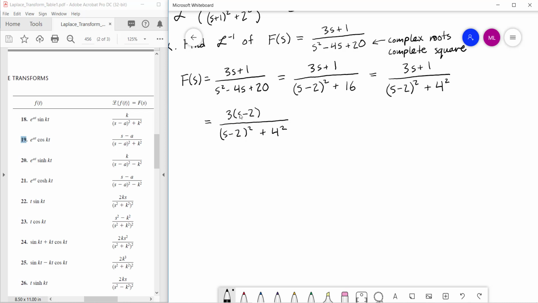If I were to distribute this 3 through, indeed I would get 3s, but I wouldn't get a plus 1. Instead, I'd get a minus 6. And so right here, I have 3s minus 6. That doesn't match 3s plus 1. How do I make up for that? Well, to make it identical, if I added 7 to this, now I do have 3s plus 1.